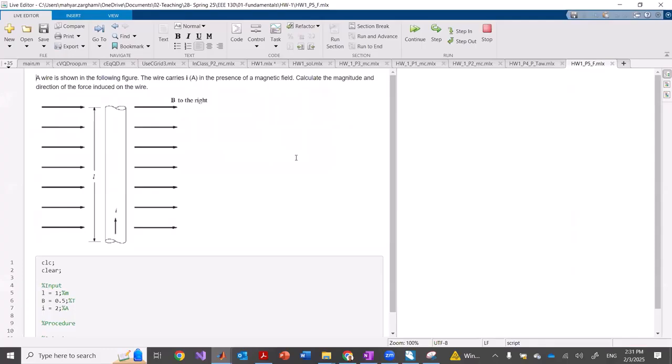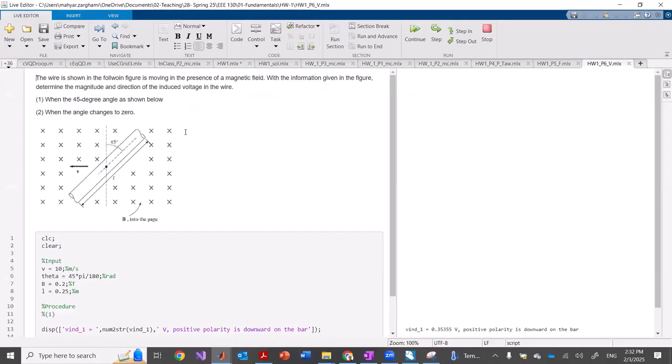So the force would be going into the page, right? Force is going into the page. If you reverse any of these vectors, then you would reverse the direction of the force. So if the B is from right to left, the force would be out of the page. If you change the direction of the current, again, it would reverse. If you change both, it would go back to into the page.